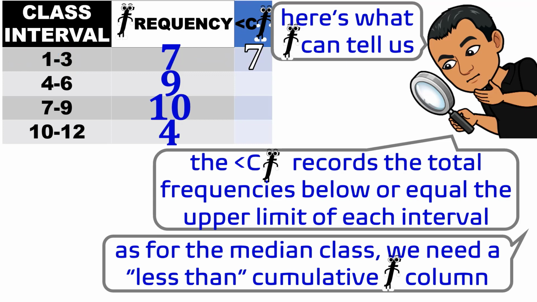For the next interval, 4 to 6, we are going to look at the number of frequency less than or equal to 6. We include 9 and the frequency before it, which is 7. So the total less than cumulative frequency for this class interval is 16.